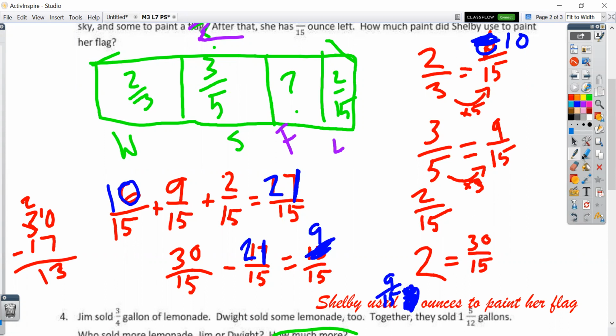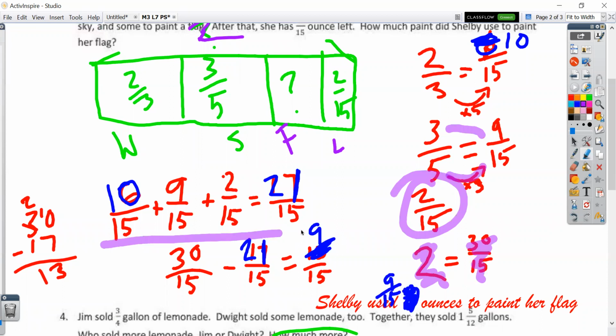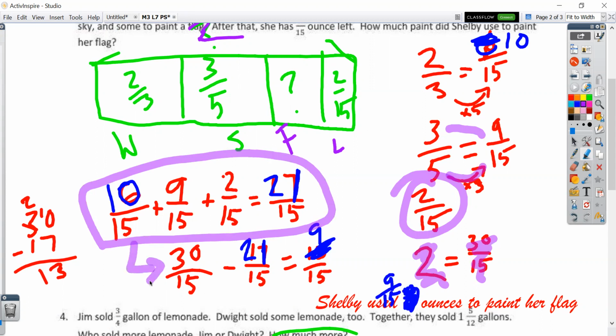But it's important to check your work. Let's check the rest of the work to make sure I didn't make any more mistakes. 3/5 is 9/15. There's our 2/15 of leftover. Because I needed to subtract from 2 wholes, I converted 2 wholes into 15ths. So 15/15 plus 15/15 is 30/15. You can see my 3 fractions converted into 15ths. I added them, and right below it, I subtracted from 2 wholes to leave us with 9/15. And then I have my statement down below.